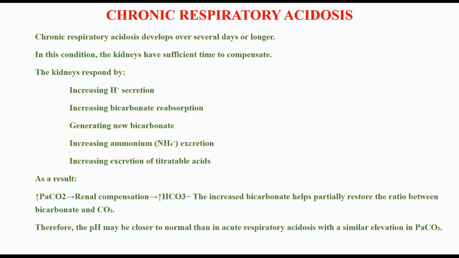The increase in bicarbonate partially restores the ratio between bicarbonate and carbon dioxide. As a result, the pH moves closer towards the normal range. Compensation does not eliminate the primary disorder. The primary abnormality, which is increased PaCO2, remains present unless the underlying respiratory problem is corrected. Thus, chronic respiratory acidosis usually shows increased PaCO2, increased bicarbonate, and a pH that is reduced but often less severely than in acute respiratory acidosis.